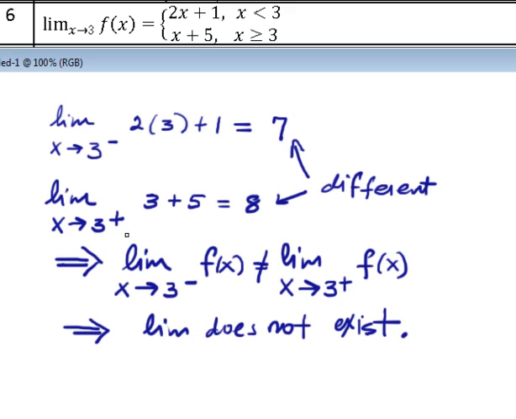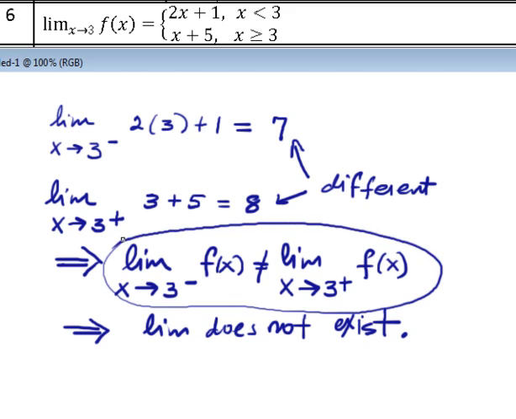This is one of the most common reasons for a limit not to exist, that the left limit doesn't equal the right limit. Another reason why a limit might not exist is if it's infinite, or if as we approach whatever our number is, whatever c is, our function's going to infinity. That's another common reason.